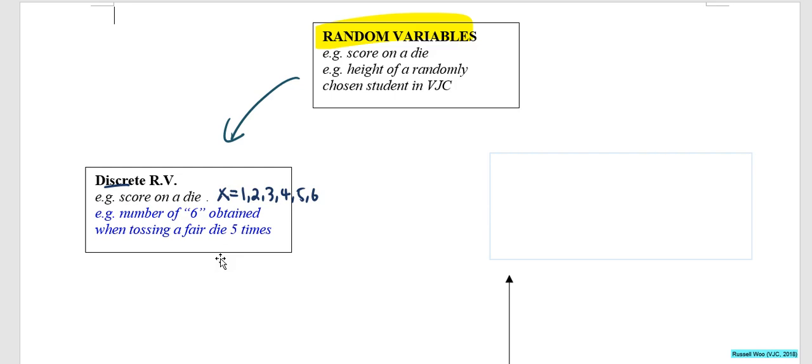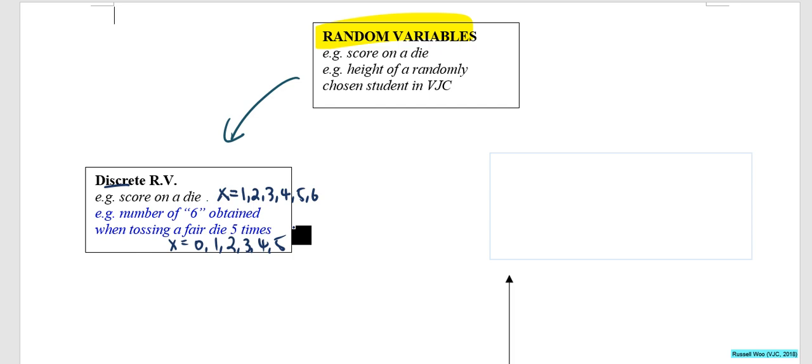What distribution is this? The one in blue? Binomial, yes. You count the number of successes out of 5 trials. It's a binomial distribution. X can only take on 0, 1, 2, 3, 4, 5. Got it? So far, so good.